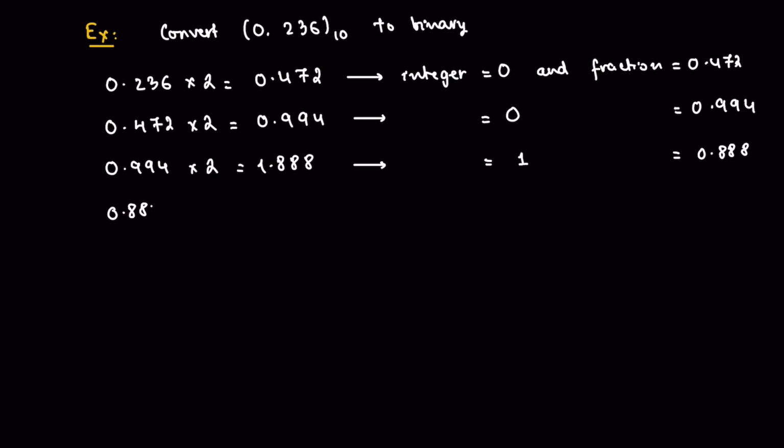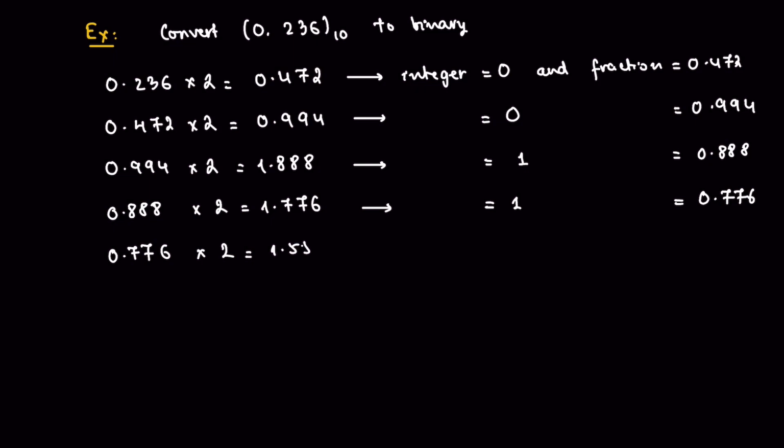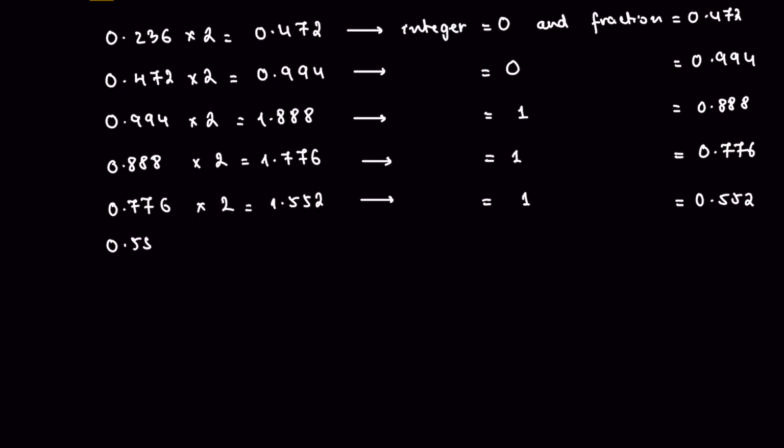Take 0.888, you multiply with 2, you're going to get 1.776. The integer part is 1. The fraction part is 0.776. Take 0.776, multiply with 2, you get 1.552. So the integer part is 1, the fraction part is 0.552. Take 0.552, multiply with 2, you're going to get 1.104. Therefore, the integer part is 1, the fraction part is 0.104.